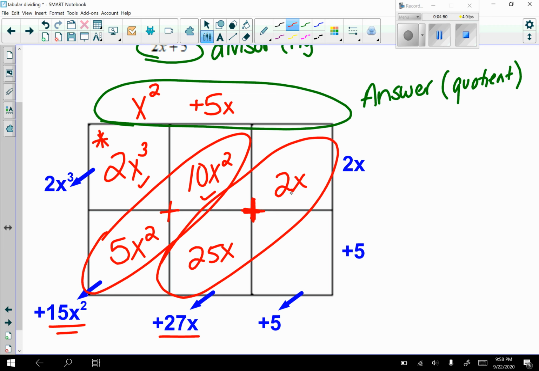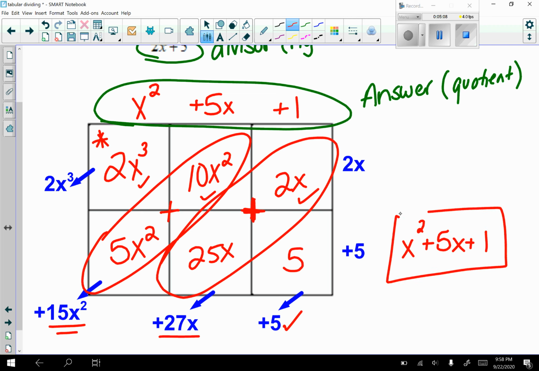So what has to go up top? It should be a positive 1. 1 times 2x is 2x. 1 times 5 is 5. My diagonal is 5. I have no remainder. So I have x squared plus 5x plus 1 as my answer, and it is a factor.